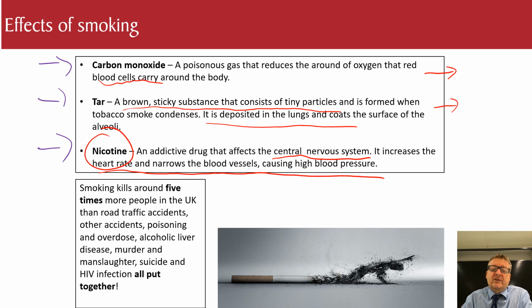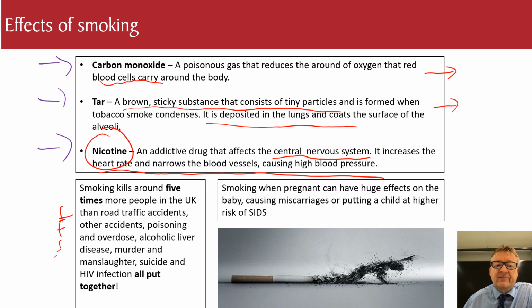Now, smoking kills around 5 times more people in the UK than road traffic accidents or other accidents, poisoning, overdose, manslaughter, suicide, all put together. So you can just see what a good idea it really is to smoke. Smoking when pregnant can have huge effects on the baby, causing miscarriage or putting a child at higher risk of diseases.